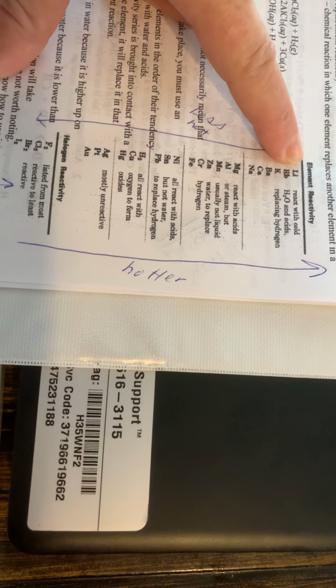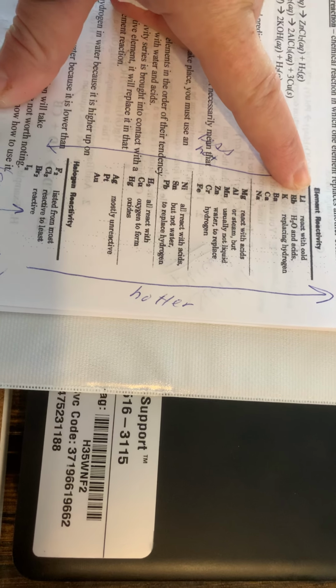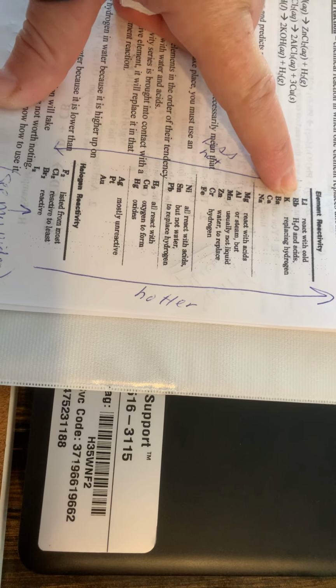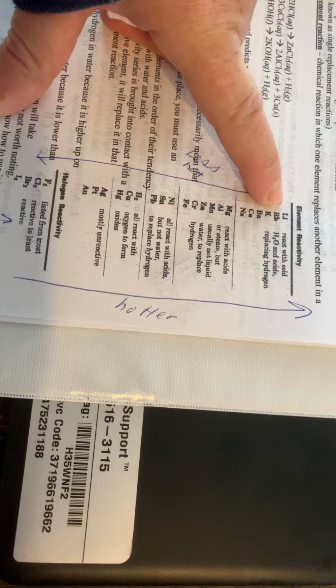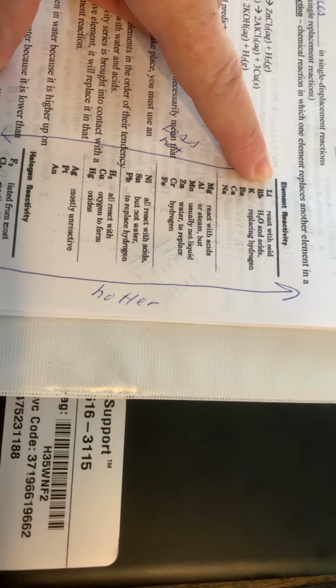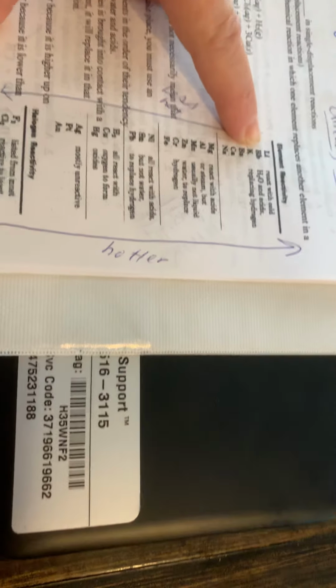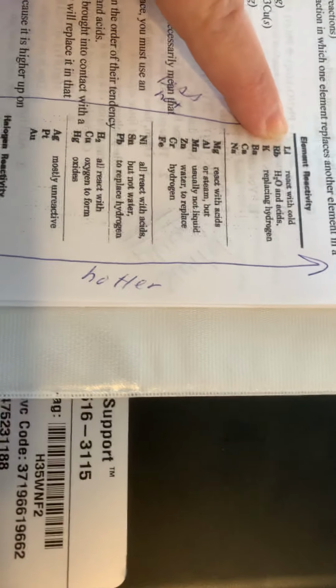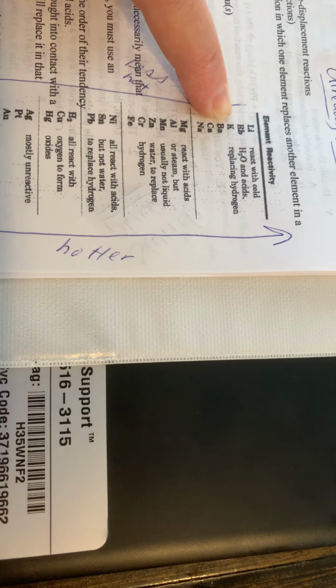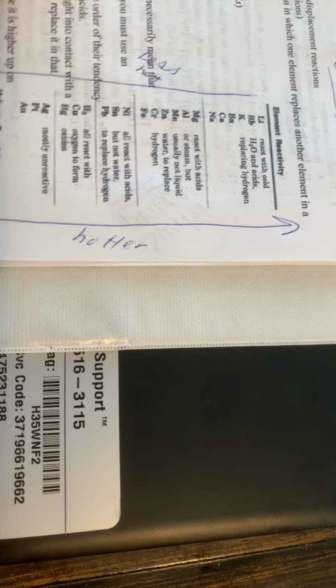So nothing is going to be able to knock out lithium, correct? Rubidium is the only thing, or I'm sorry, lithium's the only thing that's going to knock out rubidium. Lithium will knock out rubidium and potassium. See what I mean? As you go down.